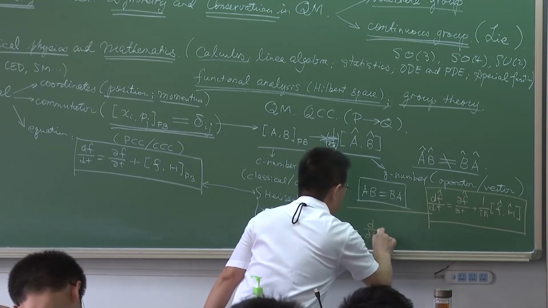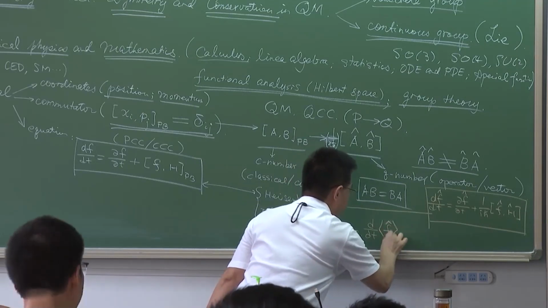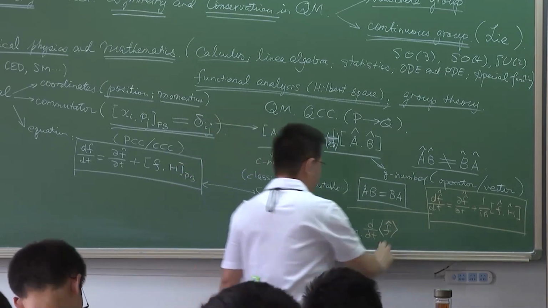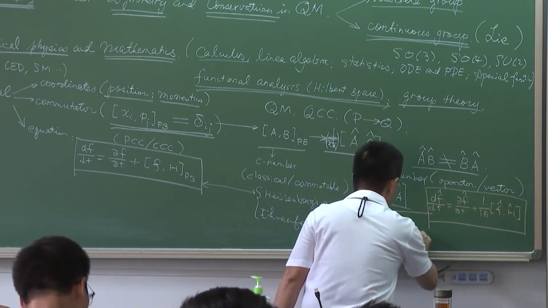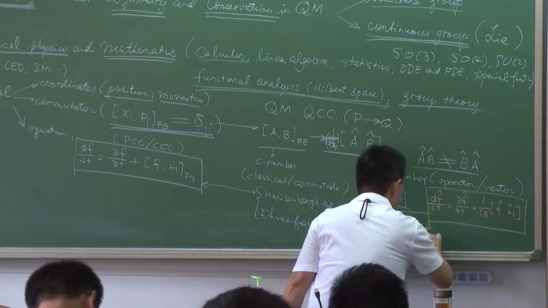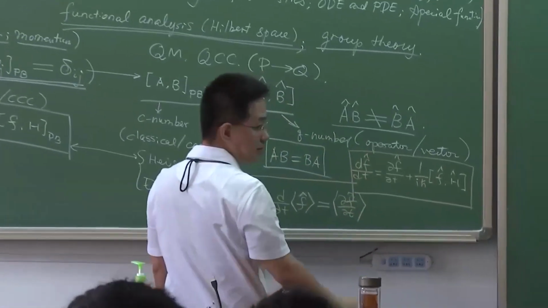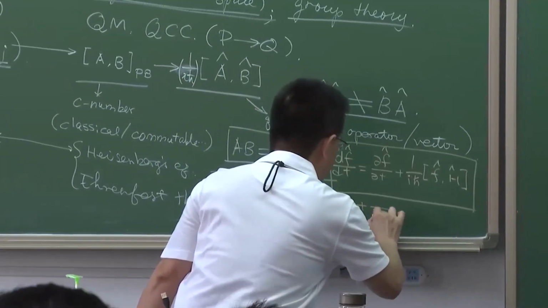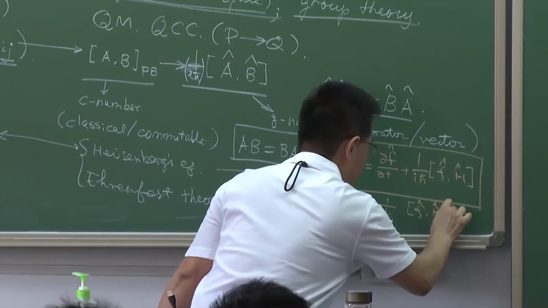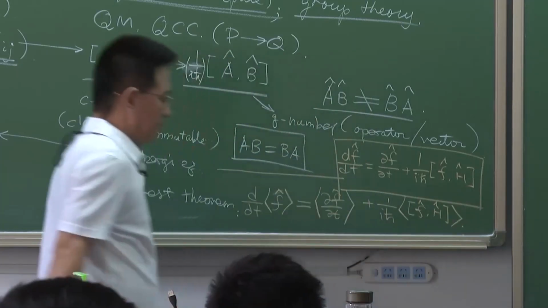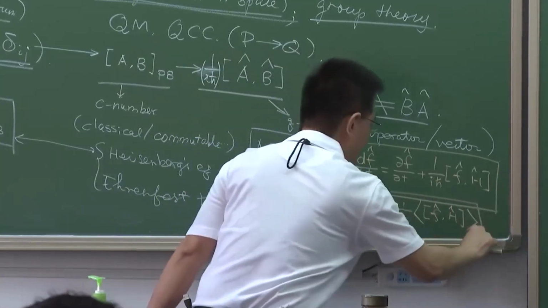For example, we have f, an observable, and its expectation value. Then d/dt of the average or mean value of f is equal to the expectation value of partial f partial t, plus 1 over i h bar times the commutator between f and H, and then take the expectation value. So that is the Ehrenfest theorem.